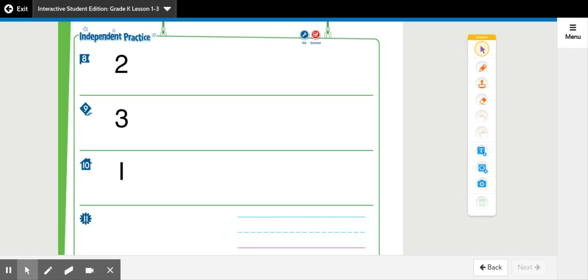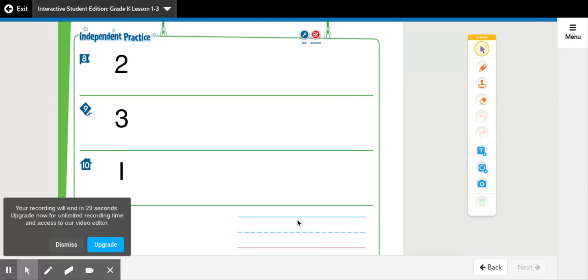And then for number 11, you can draw 1, 2, or 3 stars. It's your choice, so 1, 2, or 3. And then practice writing the number that tells how many stars that you drew. So you can draw 3 stars, but then you'll have to write the number 3 right here.